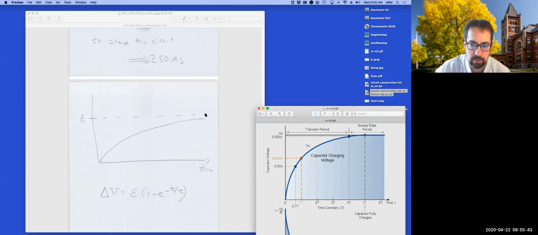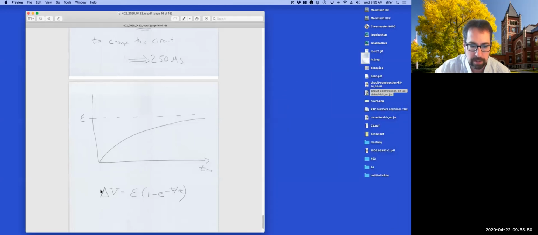This is a poorly drawn version of this nice picture over here. Maybe it's a little bit simpler, so I'll close this one. That delta V, as a function of time, we start at 0, we increase. Eventually it's going to match the potential difference across the battery.